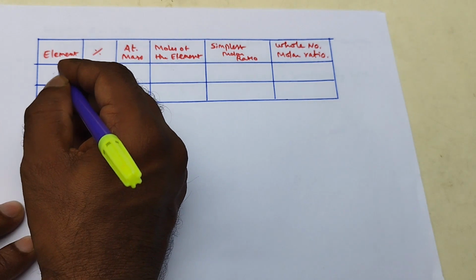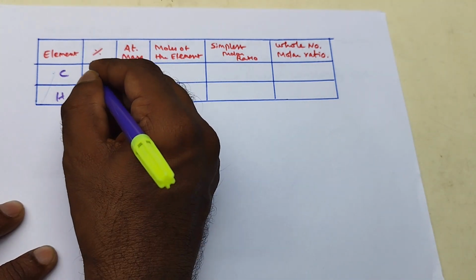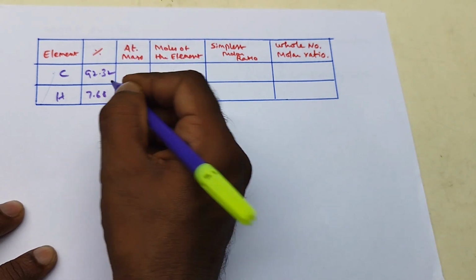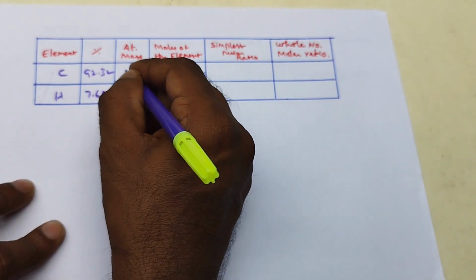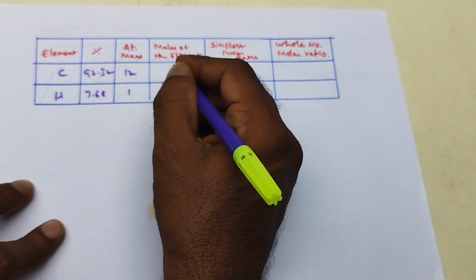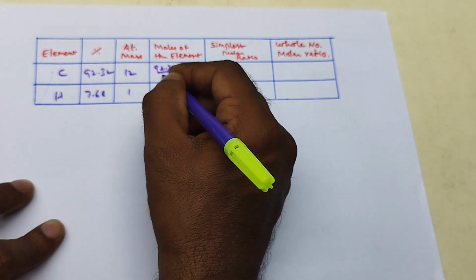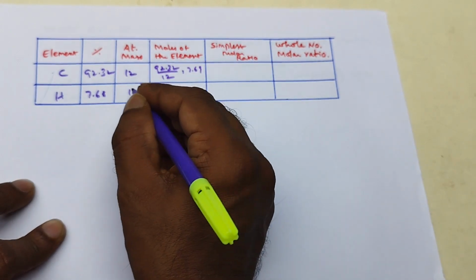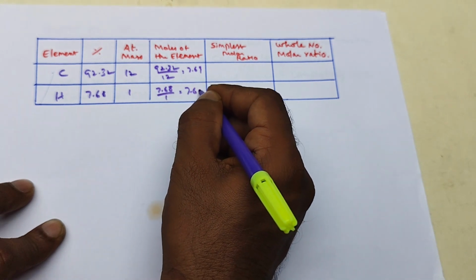So what are the elements here? Two elements, carbon and hydrogen, and the percentages we have found are 92.32 and 7.68. These are the data you have just found. Then the atomic mass of carbon is 12, the atomic mass of hydrogen is 1, and we have to find the moles of the elements. So 92.32 divided by its atomic mass 12 is equal to 7.69, and 7.68 divided by the atomic mass of hydrogen, 1, is 7.68.